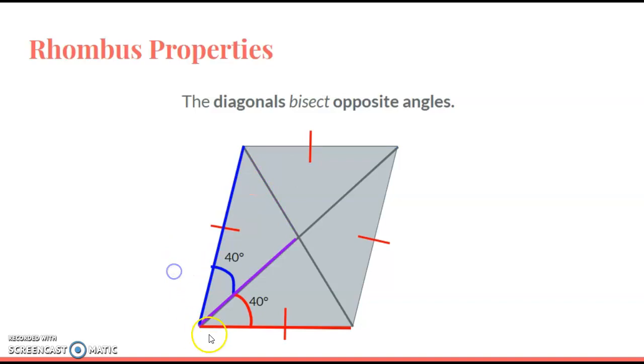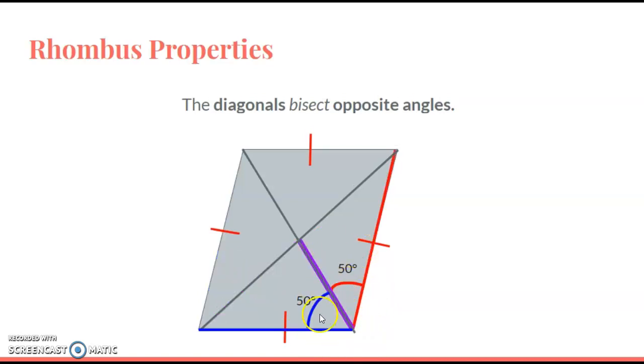Same thing happens down here at the bottom, right? If I have this one being 40, the other one would be 40. Same thing over here on the right. That if this angle here is 50, then this angle here would be 50.